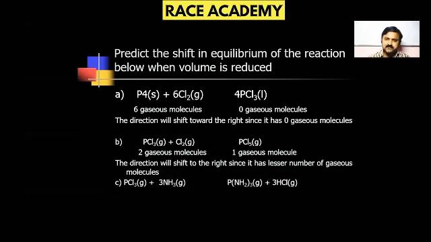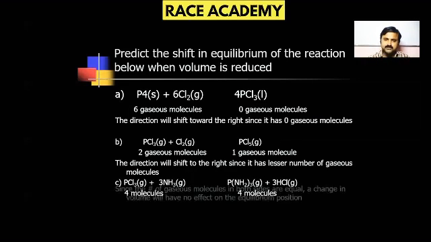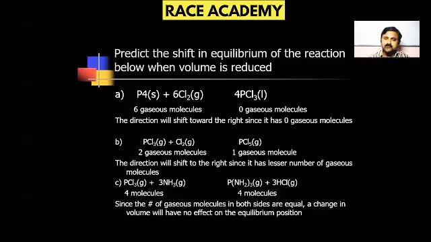You'll see PCl3 plus 3 NH3 gives rise to P(NH2)3 plus 3 HCl. In this reaction we have 4 on the left side and 4 on the right side. What happens? It won't get any kind of effect from this change, since the number of gaseous molecules on both sides is equal. The change in volume will have no effect on the equilibrium position.